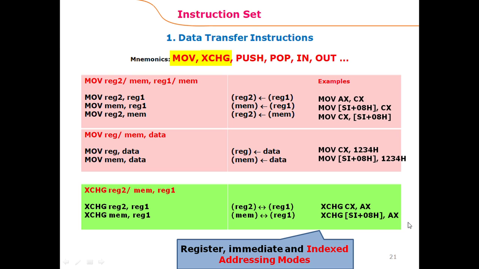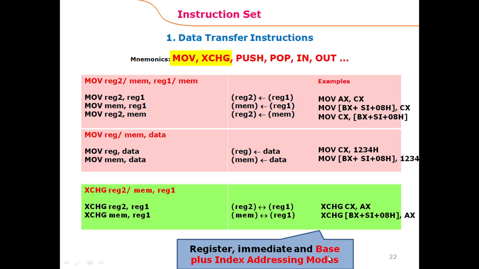So what happens here is that the 16-bit value in the X register is exchanged with the 16-bit value in the data segment memory location addressed by this offset address. So here we calculate the offset address by adding the 16-bit content in the source index register plus an 8-bit displacement value, which is sign extended to a 16-bit value, and then added with the 16-bit content from the source index register.